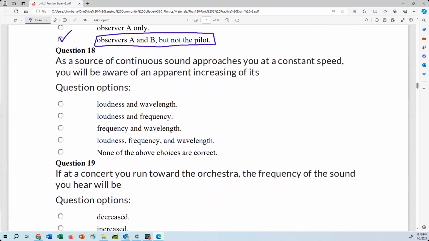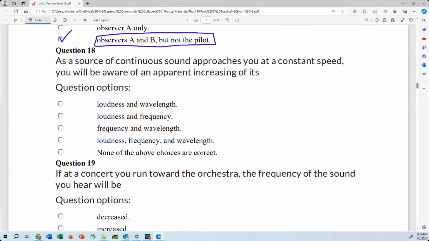So question number 18 is asking, as a source of continuous sound approaches you at a constant speed, you will be aware of an apparent increase in... definitely the frequency is increasing, yes? The loudness, okay, because it's getting toward you. When it's getting toward you, the cross section of the wave, which is transferring the energy, will decrease. The power is intensity, okay?